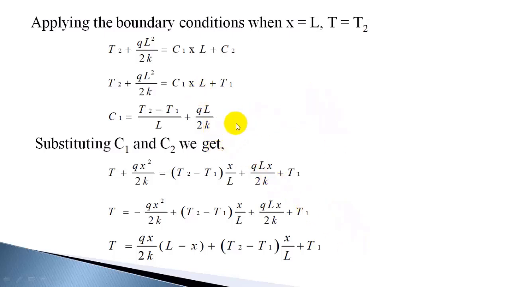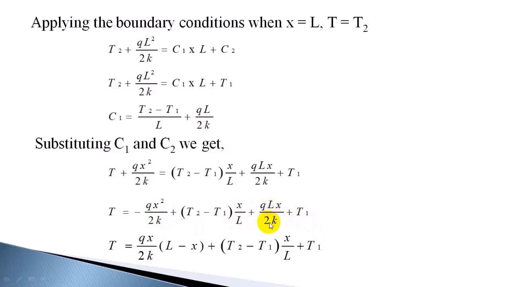But once again, as a part of this problem, I am deriving it in the form of a general equation and then substituting the values. Now substituting C1 and C2 in the expression for T, you get T plus Qx square by 2k is equal to C1 into x, so T2 minus T1 by L into x plus QL by 2k into x, so QLx by 2k plus C2, which is T1. So T is equal to, taking the Qx square by 2k to the right hand side, T is equal to minus Qx square by 2k plus T2 minus T1 into x by L plus QLx by 2k plus T1.